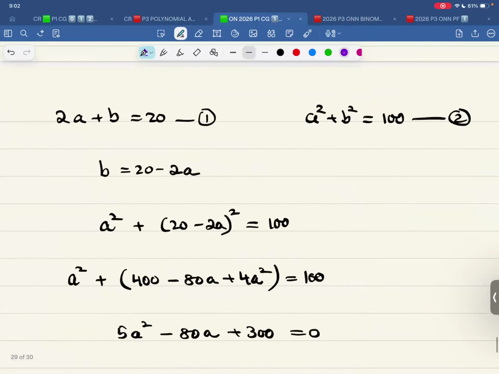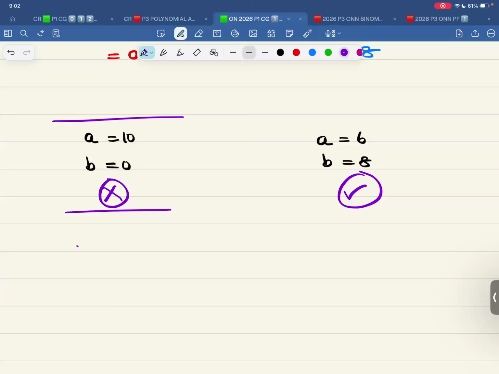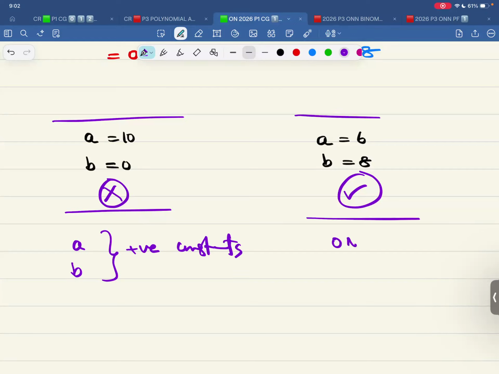So we go all the way till the very end. That is the reason: because a and b are positive constants, that is why we rejected this one. That is why this is the only answer.